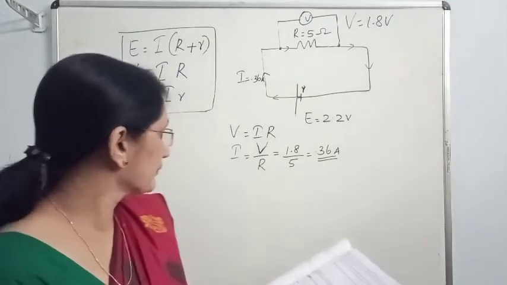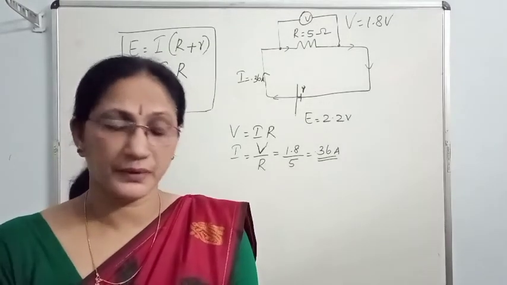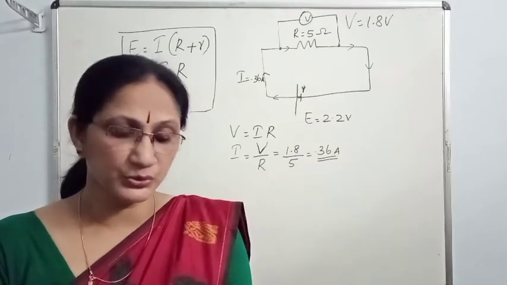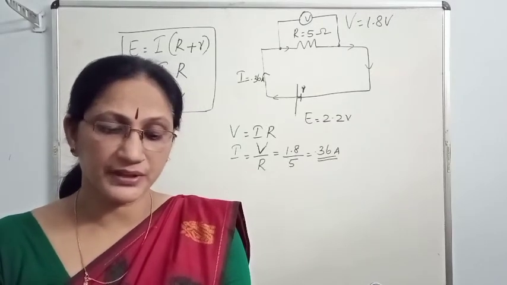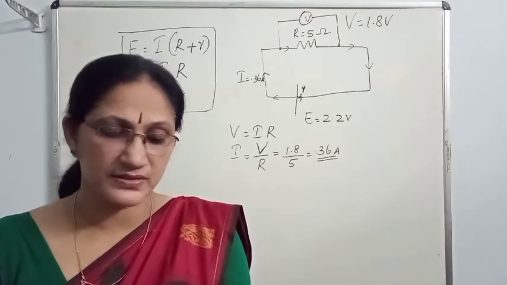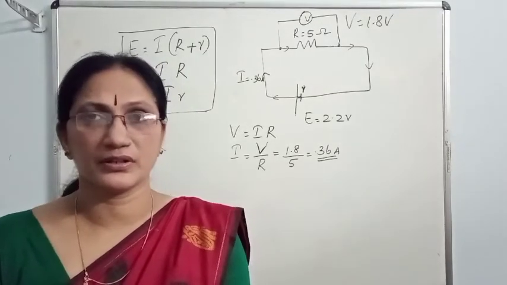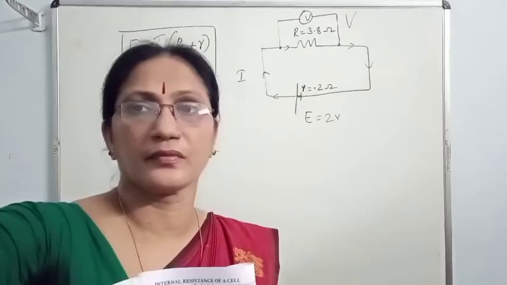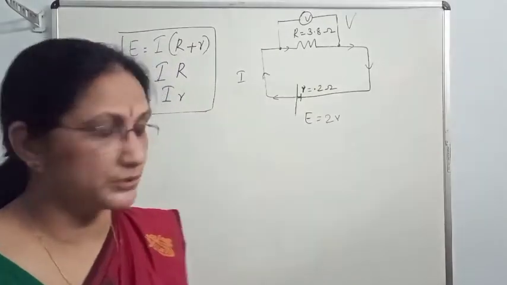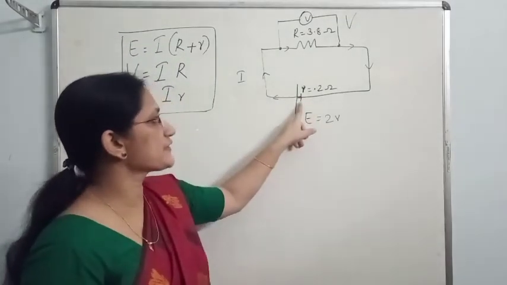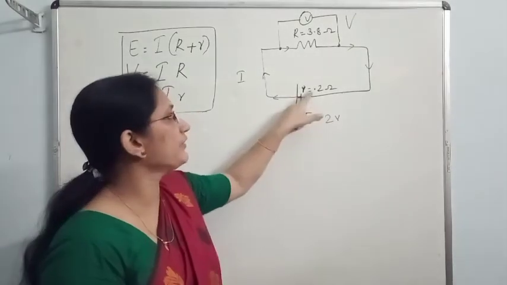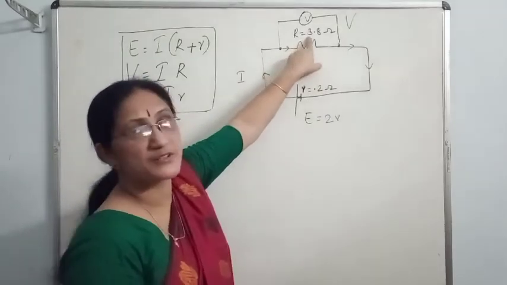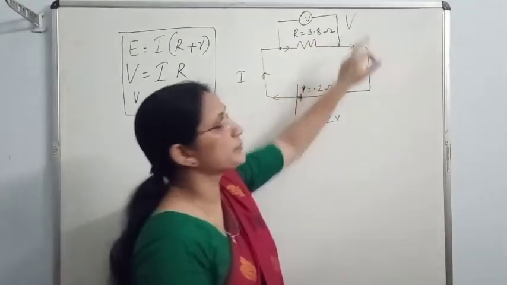Next question. Question number 2, same page. A cell of EMF 2 volt and internal resistance 0.2 ohm is connected to a 3.8 ohm external resistance. Calculate the terminal voltage. Almost the same application. Let me draw the diagram. See how to solve example 2. This is the circuit diagram. There is a cell of 2 volt EMF having internal resistance 0.2 ohm. It is connected across an external resistance of 3.8 ohm. What is the terminal voltage?